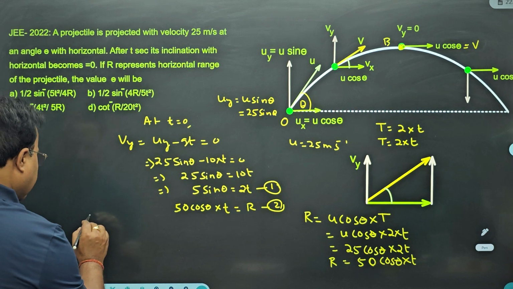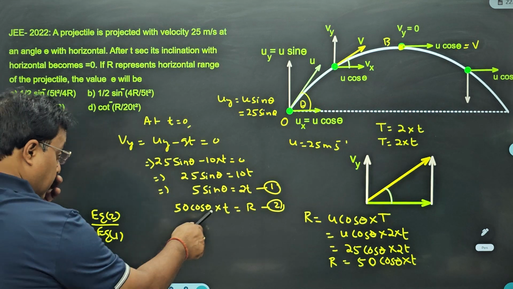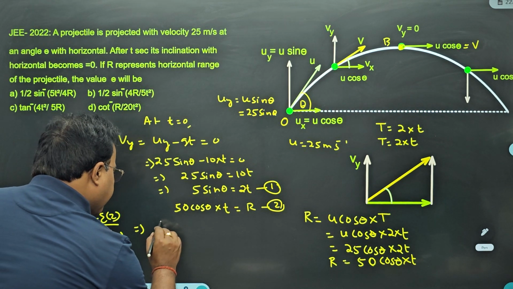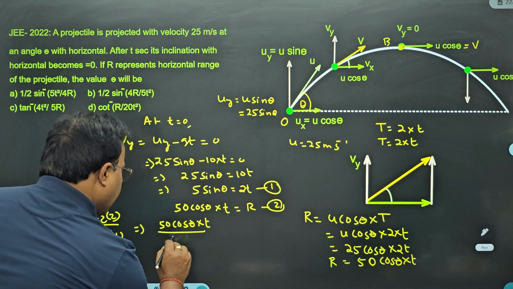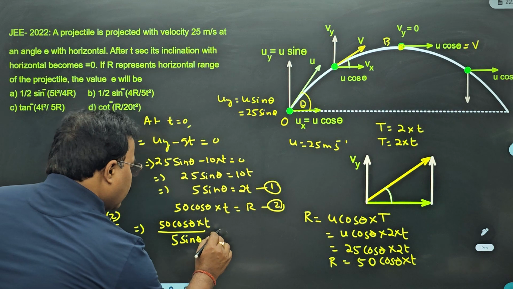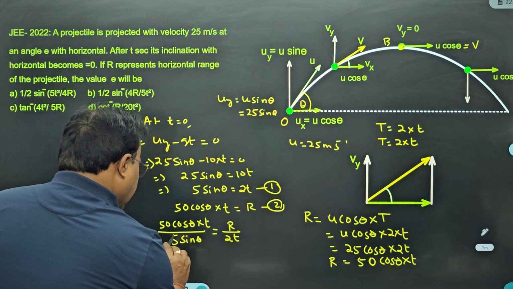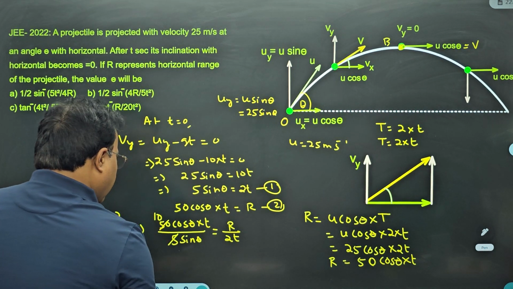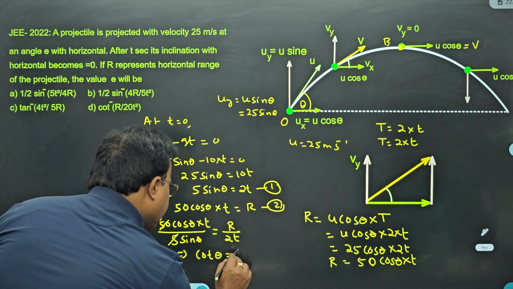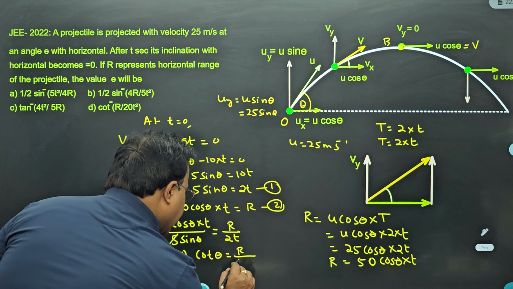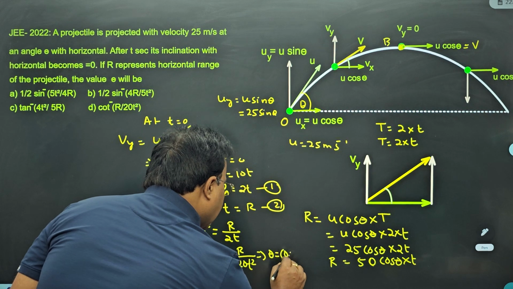Now you do one thing: equation 2 by equation 1. Equation 2 by equation 1 will give us 50 cos theta into t divided by 5 sin theta is equal to R by 2t. Okay, my dear students, this 5 gets cancelled, 5 into 10 is equal to 50. Then cos theta by sin theta is equal to cot theta. So cot theta is equal to R by 10 into t, and this side it becomes 20t square. Then what is theta, my dear students? Theta is equal to cot inverse.